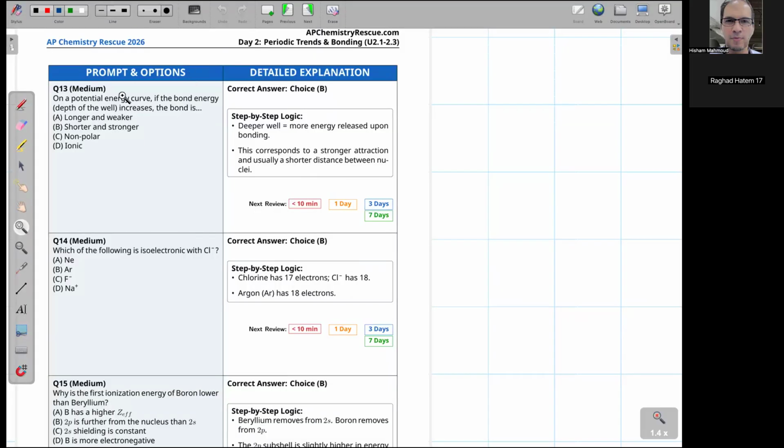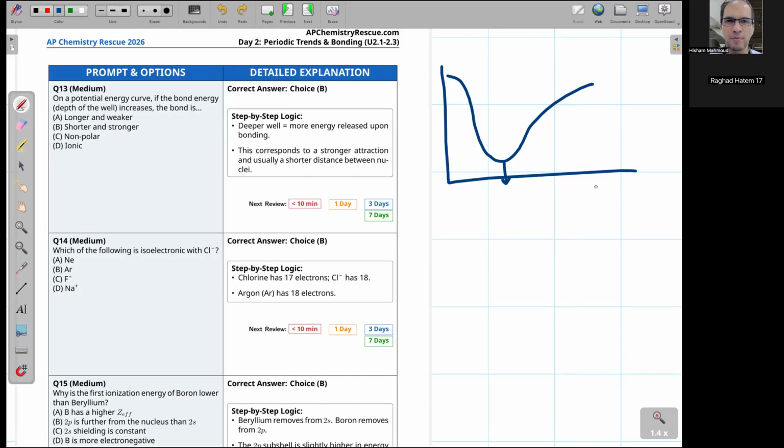Okay. So question number 13 in day 2 revision, on a potential energy curve, if the bond energy or the depth of the well increases. What is the depth of the well? We said the curve looks like that. There is a low part and a high part. So this is the depth of the well. This is my well. It goes down. It says increases. This means the bond is longer and weaker, or shorter and stronger, non-polar or ionic.